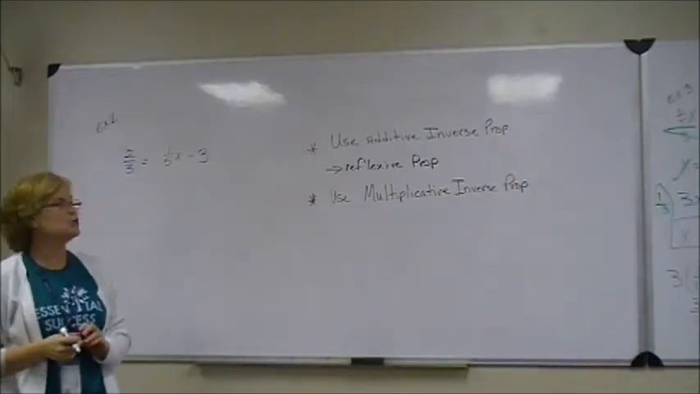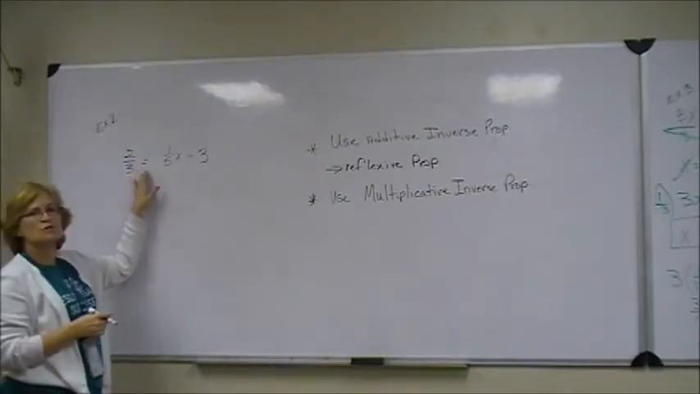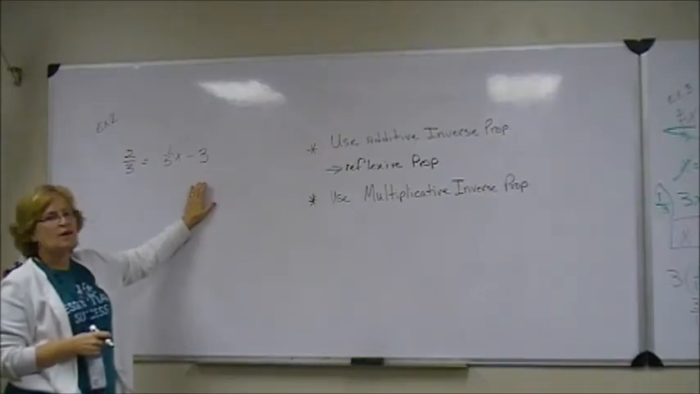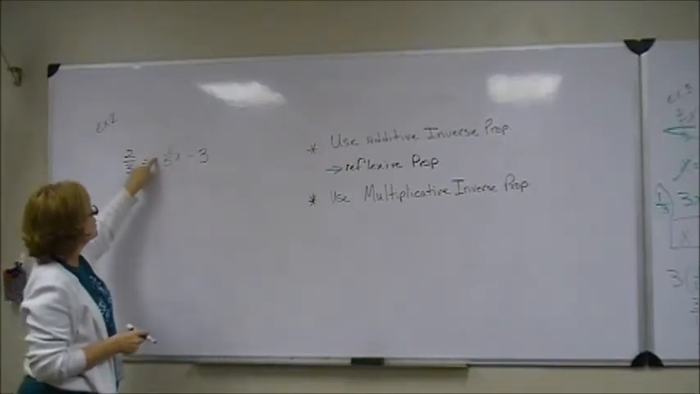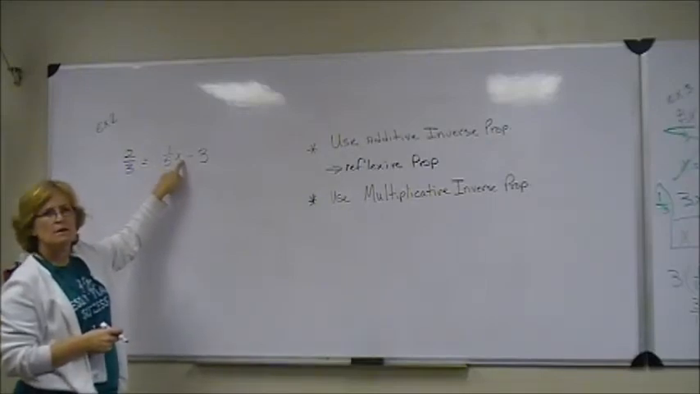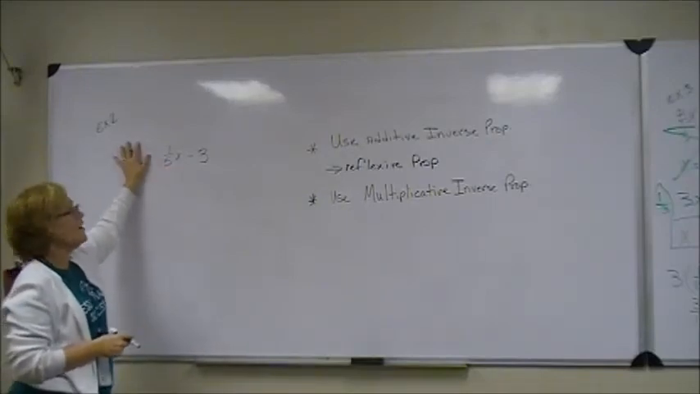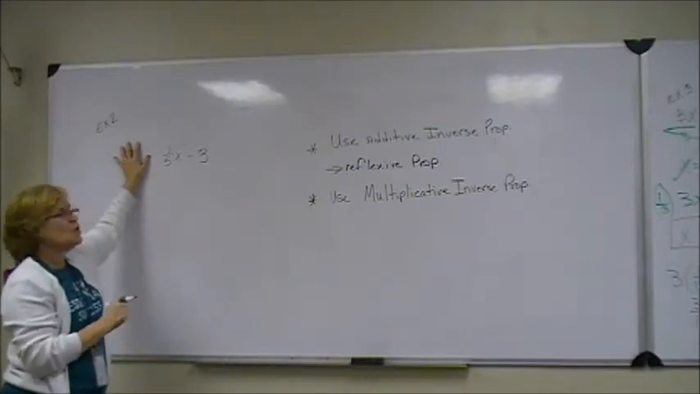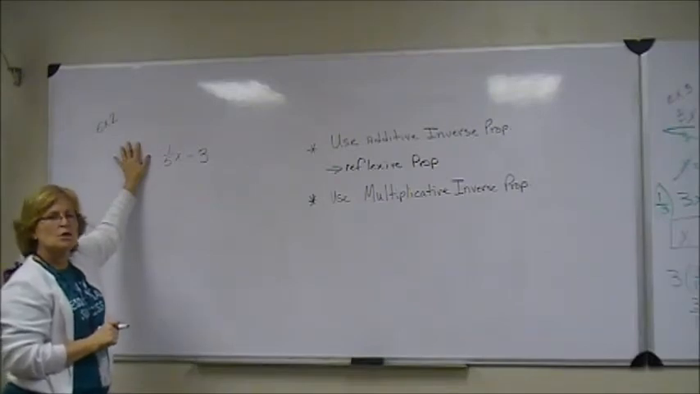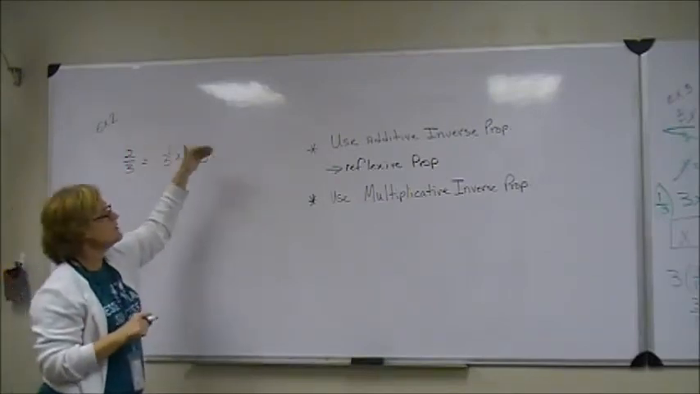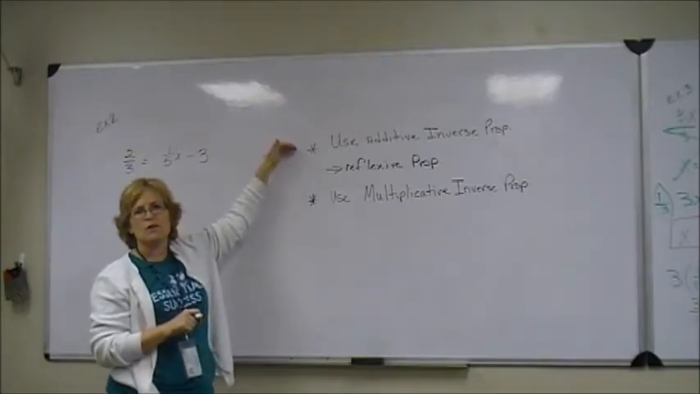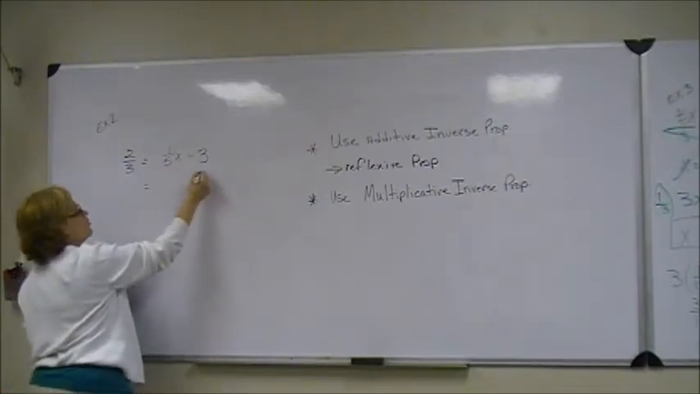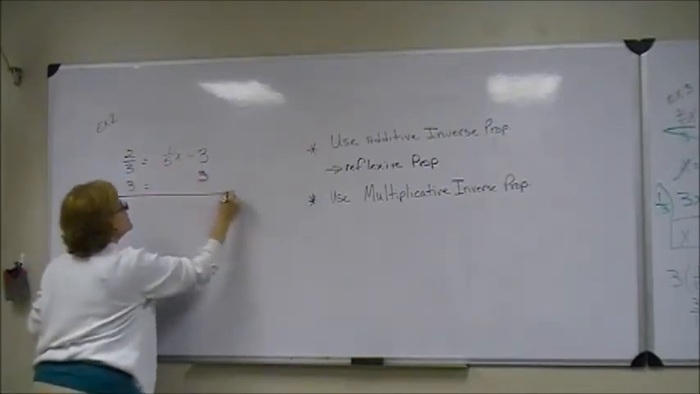Let's do example number 2. I have 2/3 is equal to 1/5 x minus 3. Okay, I have a coefficient with my variable, and when I cover up the other side of the equal sign, I also have a 3 that I have to get rid of. So what am I going to do first? Well, like we stated in the last example, I'm going to use the additive inverse property first. So what is that? That would be adding 3 to both sides.